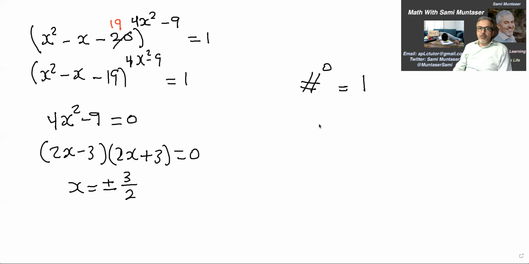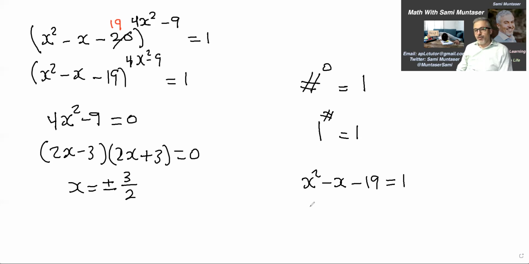So the next thing we know, 1 to the power of any number, it doesn't matter, positive, negative, radical, 1 to the power of anything is always 1. So therefore, x squared minus x minus 19 must also equal 1, because if this is 1, then 1 to the power of anything is 1.